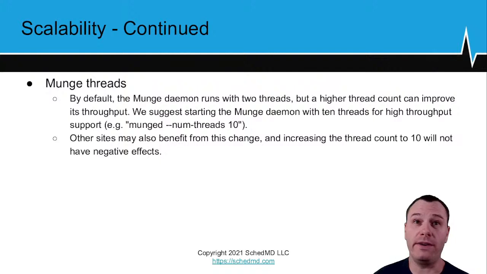Another word of advice when dealing with lots of jobs, nodes, and client requests: increasing the default number of munge threads can help alleviate contention and avoid resending messages that may have timed out while munge was busy servicing a few requests. For this, we suggest setting munge threads to 10. Any cluster may benefit from making this change without the worry of it causing negative impacts on the system.